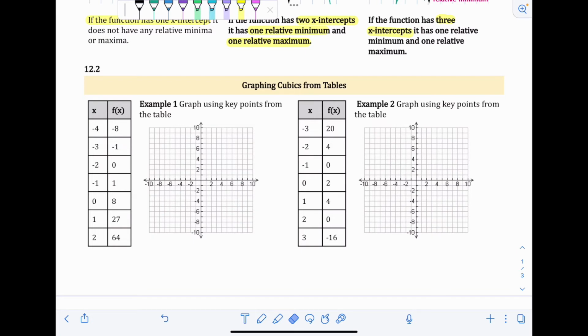So we definitely want to graph any intercepts that we have, so we'll check for those first. So remember, a y-intercept has an x-coordinate of 0, so our 0, 8 would be a y-intercept.